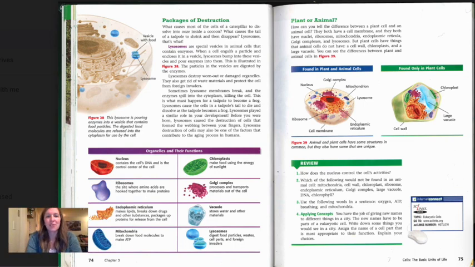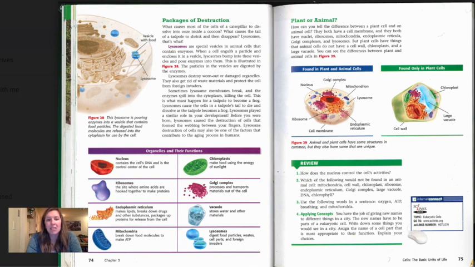What causes most of the cells of a caterpillar to dissolve into ooze inside a cocoon? What causes the tail of a tadpole to shrink and then disappear? Lysosomes, that's what. Lysosomes are special vesicles in animal cells that contain enzymes. When a cell engulfs a particle and encloses it in a vesicle, lysosomes bump into these vesicles and pour enzymes into them. This is illustrated in figure 28.